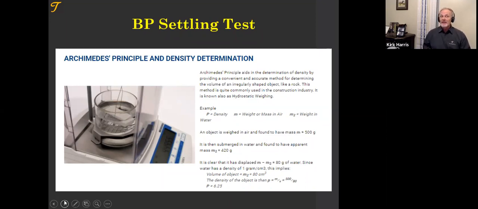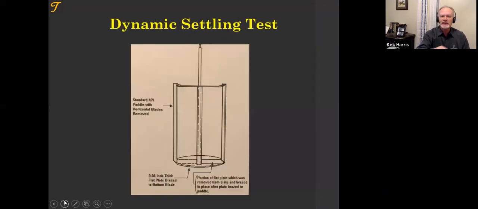And so that's the volume in grams that you have displaced, because for water, 1 cc is 1 gram. So you now know the volume of that piece of cement, and you know the weight in air. So you simply divide the weight in air by the volume of water displaced, and it's 500 over 80 in this case, and you get a density of the cement. So we measure the density of each piece in the BP settling test.